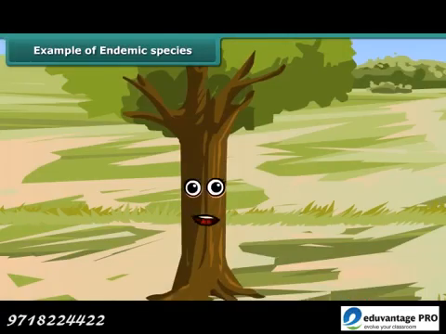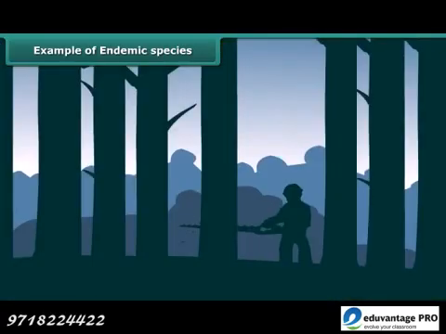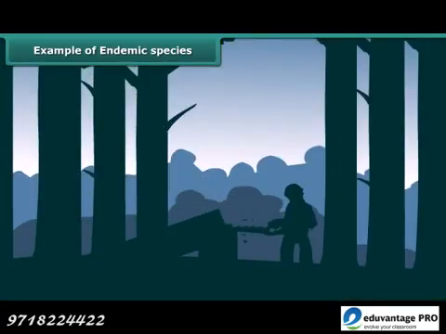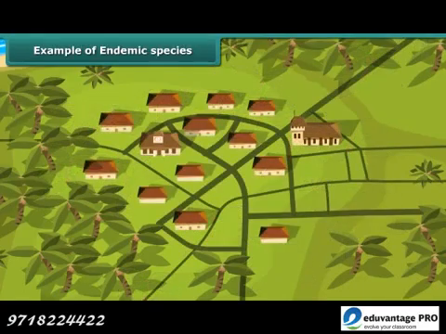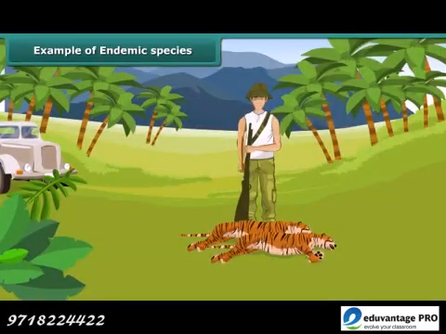What factors lead to make them an endemic species? Well, humans are the main reason. The destruction of their habitat, increasing human population, and introduction of new species may affect the natural habitat of endemic species and endanger their existence.